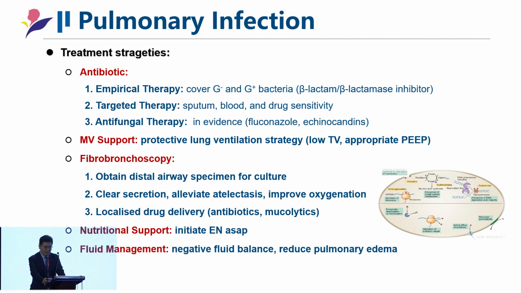The treatment of pulmonary infection involves a structured antibiotic regimen, initiated with broad-spectrum coverage, and later tailored according to culture results. Antifungals are added if necessary. Lung-protective ventilation with a low tidal volume and optimal PEEP is implemented. Bronchoscopy is used to obtain samples, clean secretions, and deliver medications. Early enteral nutrition and maintaining a negative fluid balance are also essential to reduce edema and support recovery.